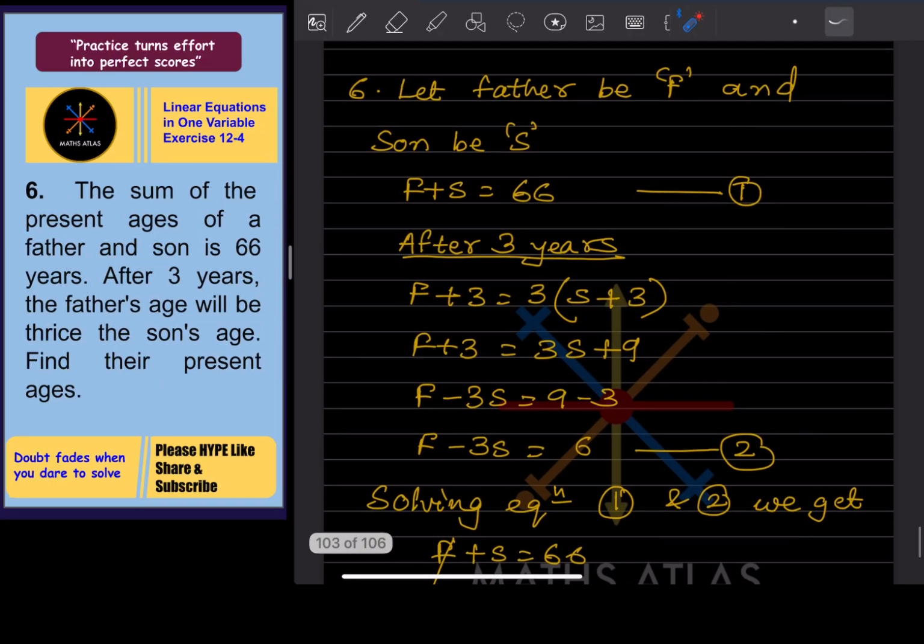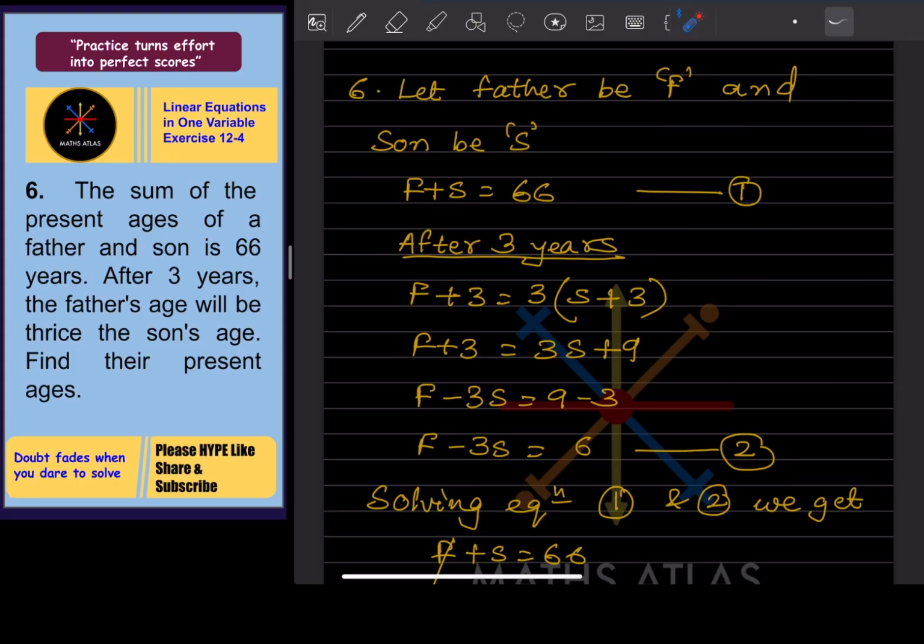So now let us see the next one. The sum of the present ages of a father and son is 66 years. After 3 years, the father's age will be thrice the son's age. Find the present ages. So let father be F and son be S. The sum of ages means we add F plus S, which is given as 66. This will be equation number 1.